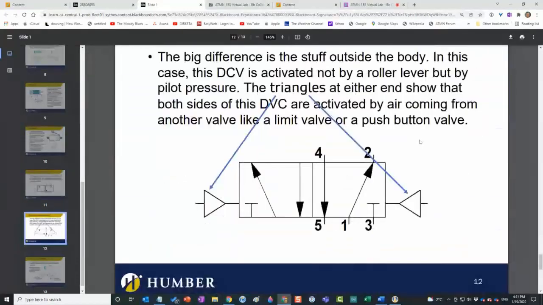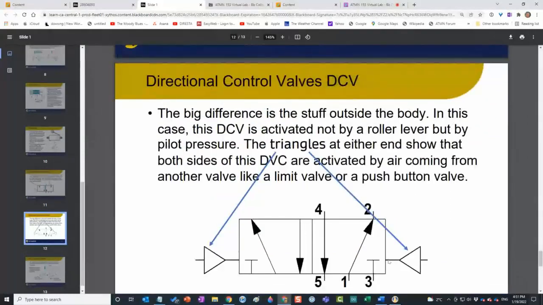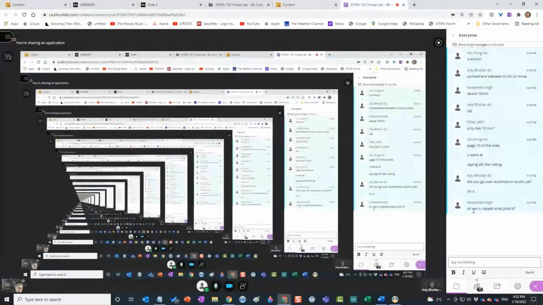So what I'm saying here is that you can go get a DCV, a directional control valve, with a push button on one side and a pilot on the other. With a push button on one side and a push button on the other. With a lever on one side and a lever on the other. With a lever on one side and a pilot on the other. With a lever on one side and a spring on the other. With a push button on one side and a spring on the other. The configurations go on and on. And I think you get it.